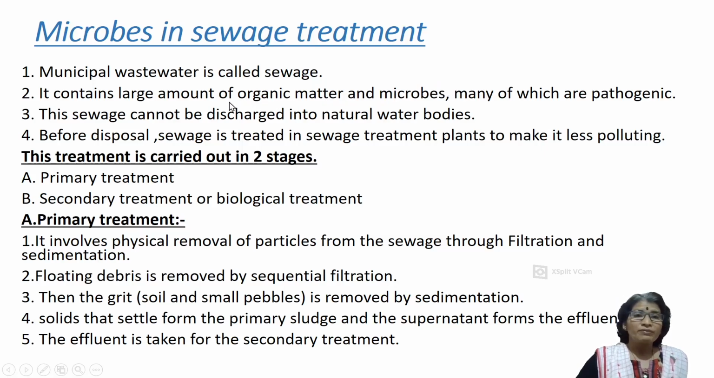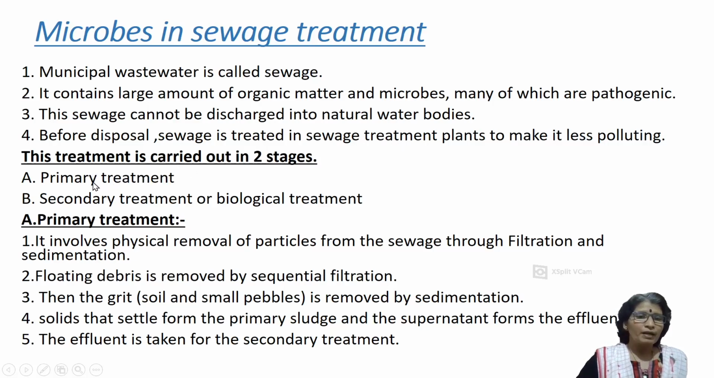That is why we cannot discharge this sewage directly into natural water bodies like rivers. Before disposal, sewage must compulsorily be treated in sewage treatment plants to make it less polluting. That means we have to remove the organic matter and disease causing microorganisms from the sewage by treating it in sewage treatment plants. So this sewage treatment is completed in the following two stages.